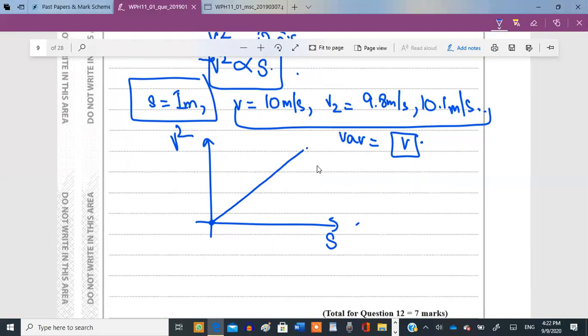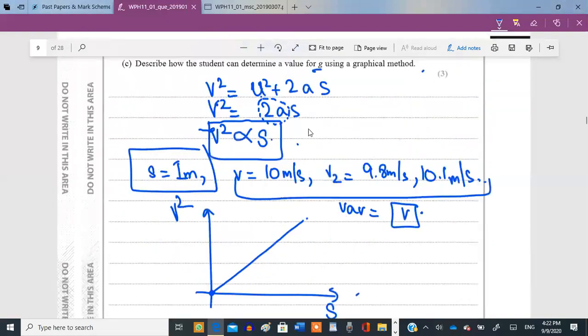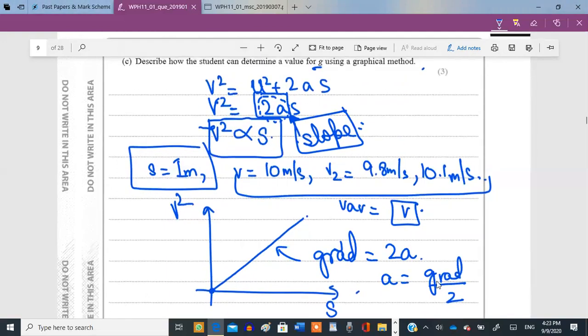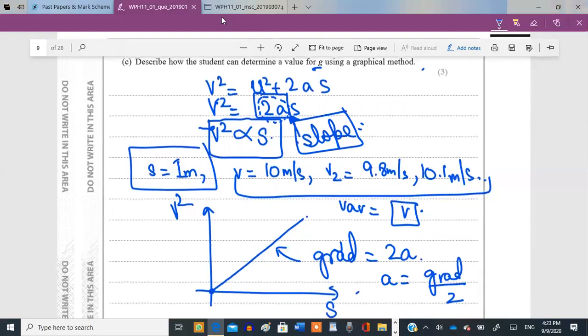In that graph, if you look at this equation, what does the 2a represent? Does the 2a represent the slope? Yeah, it represents the slope. So you calculate the gradient of the graph you plotted and equate it to 2a, then divide the gradient by 2 to get the value for a, which is g. So this is the basic graphical method.